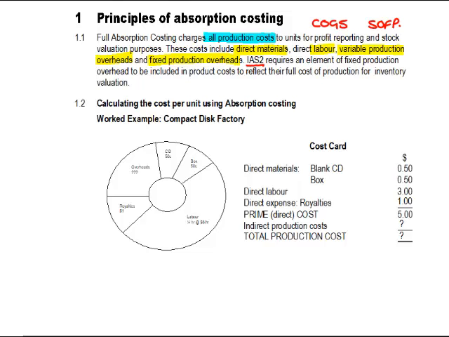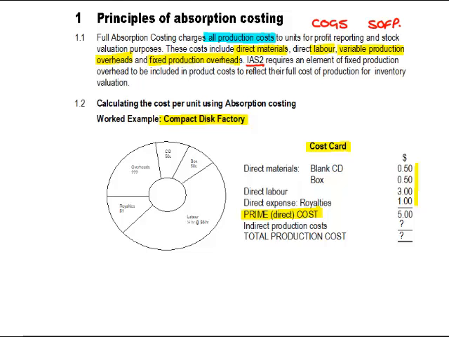So let's just say we want to calculate the full absorption cost of a compact disc. We've got a cost card and we've already managed to assign our prime cost to it. So our prime cost is all of the things that we can directly attribute to the CD. So we've got our materials, the CD itself and the box, we've got some labour and some direct expenses, which are the royalties that we're going to pay to the artists.